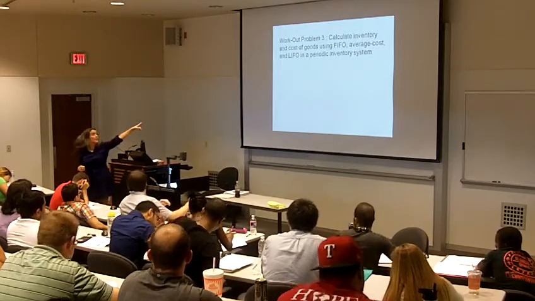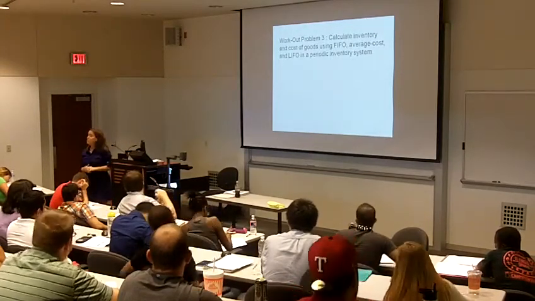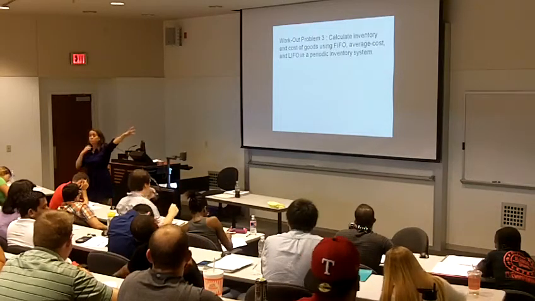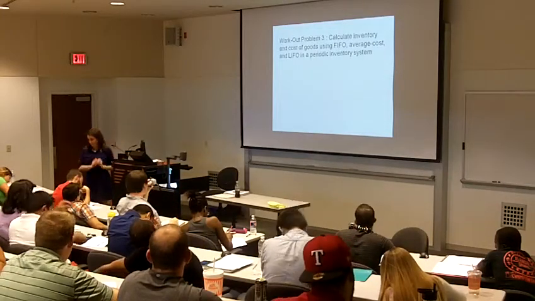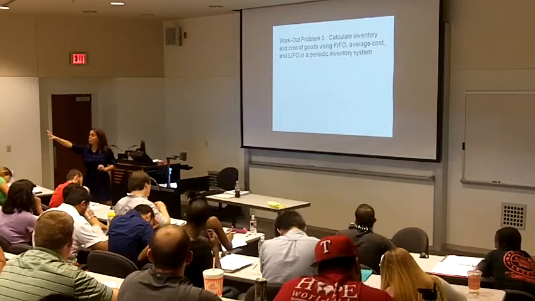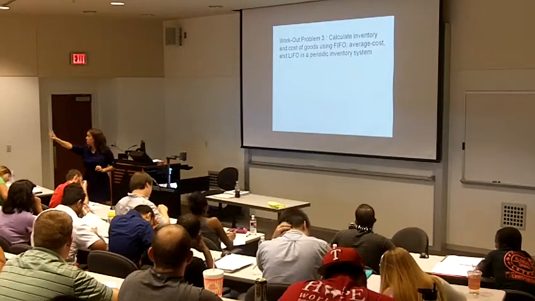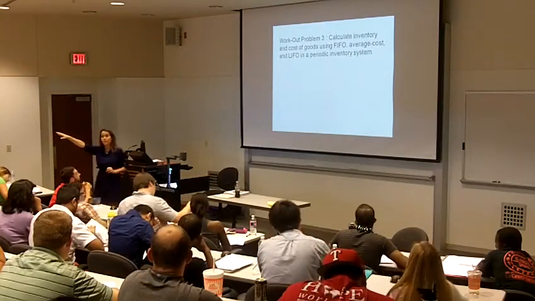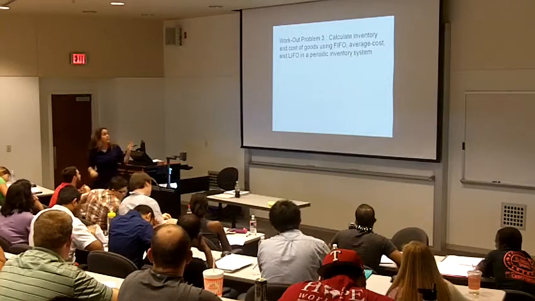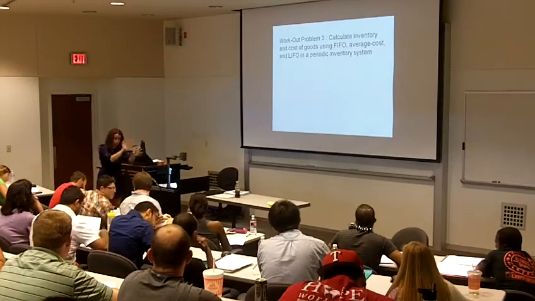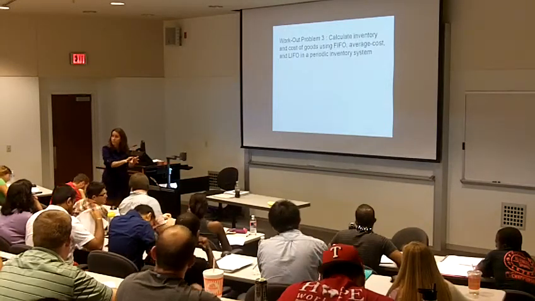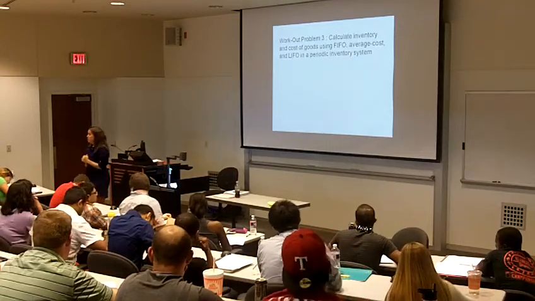LIFO, last in, first out. The last items that you purchased from your vendor are the ones that you record as sold to your customers in cost of goods sold, which shows up on the income statement. And then average cost is where you open up the warehouse, take a big average of all of the things that you have in your warehouse, and get an average cost.